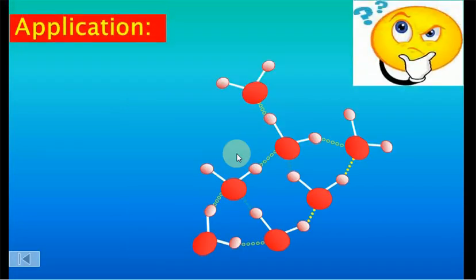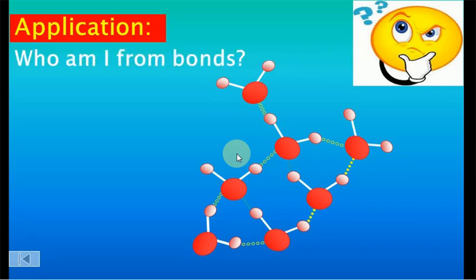This is an application of hydrogen bond. Is this a hydrogen bond? It is between molecules. Here, this yellow bond, this yellow bond, this is one molecule, this is another molecule. So it is called a hydrogen bond. Very good, excellent, because it is between molecules.